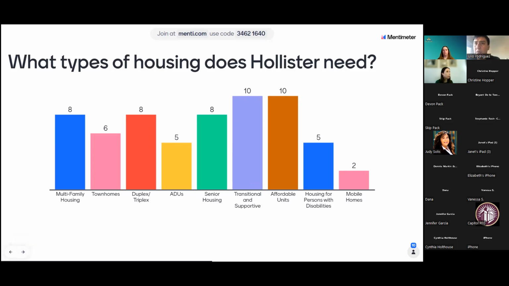All right. We can see here everything seemed to be going up proportionally for the past few responses. So we can see transitional and supportive housing as well as affordable units as a key point of interest for housing type in the city. And then next we have multifamily housing, duplex and triplex, as well as senior housing. If anybody would like to go off mute and elaborate a bit further, I know we've touched on this in the previous responses as well, but I'll open it up for any comments here.